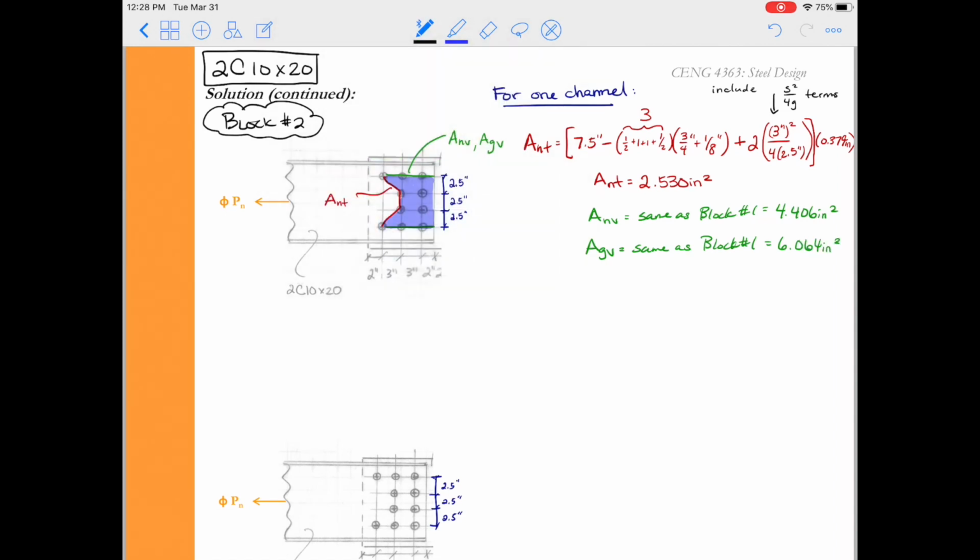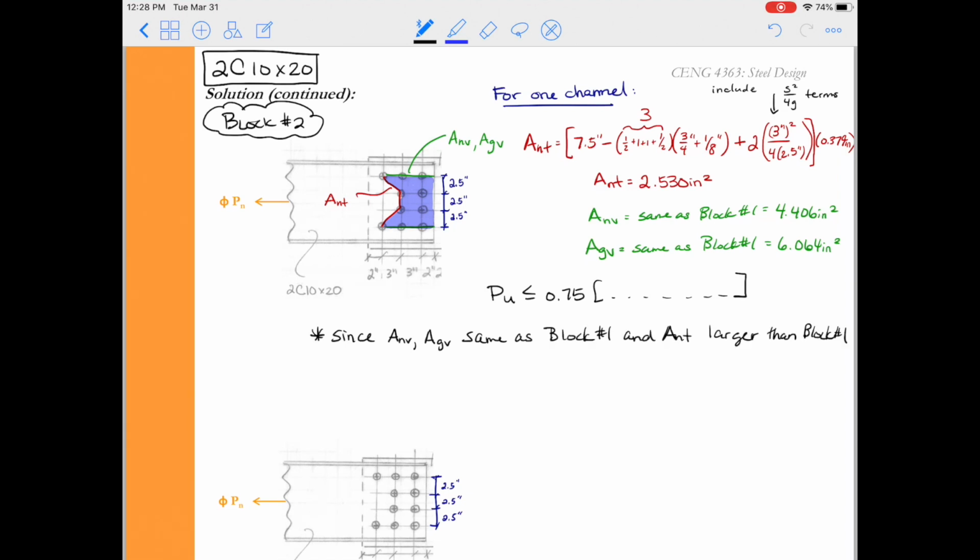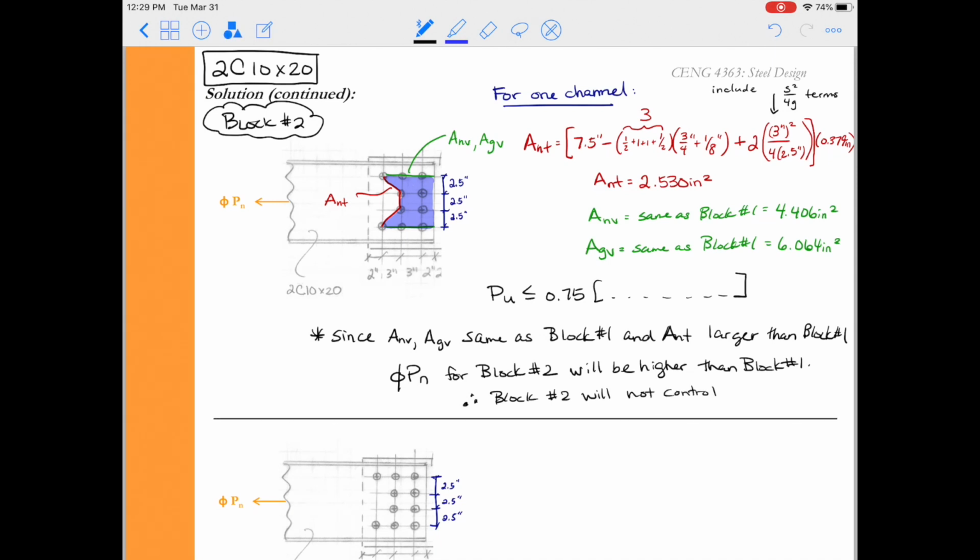All right, so I'm trying to give you some tips and tricks to limit the amount of calculations you have to do. As I've recognized, ANV and AGV were the same as block 1, and since ANT was larger than block 1, there was really no reason to make the calculations in this particular case. So block 1 will control relative to block number 2, and therefore we can just move on to block number 3 to start checking it.